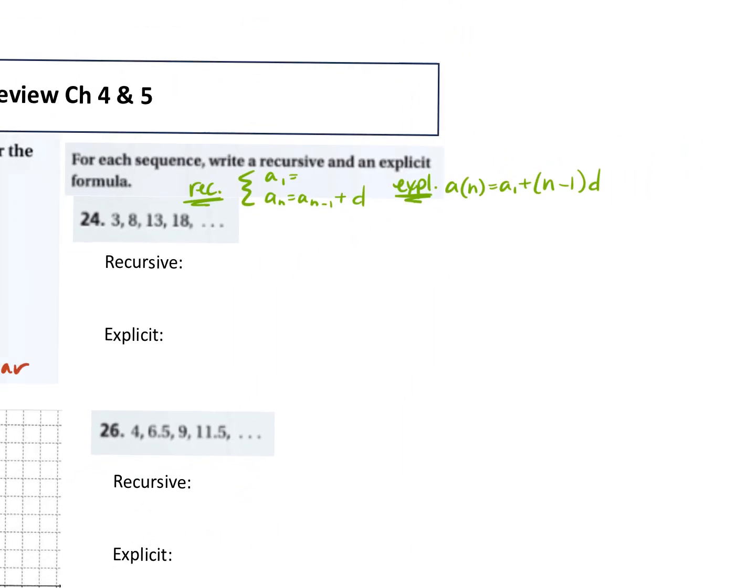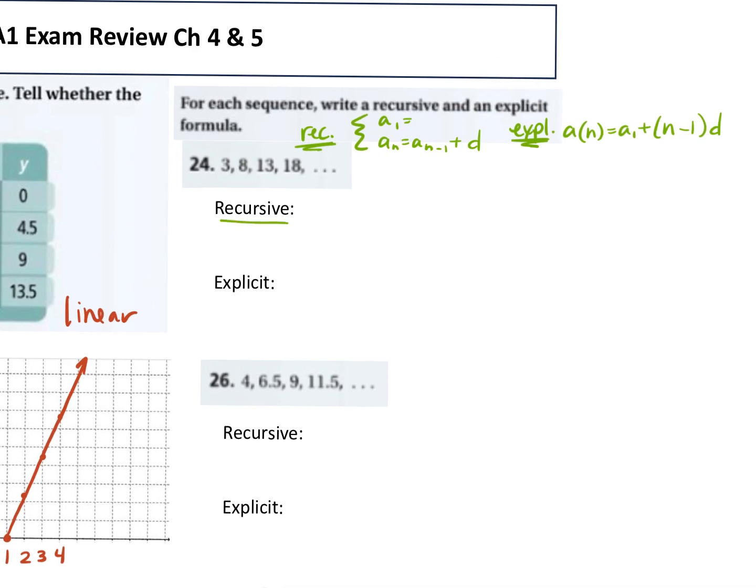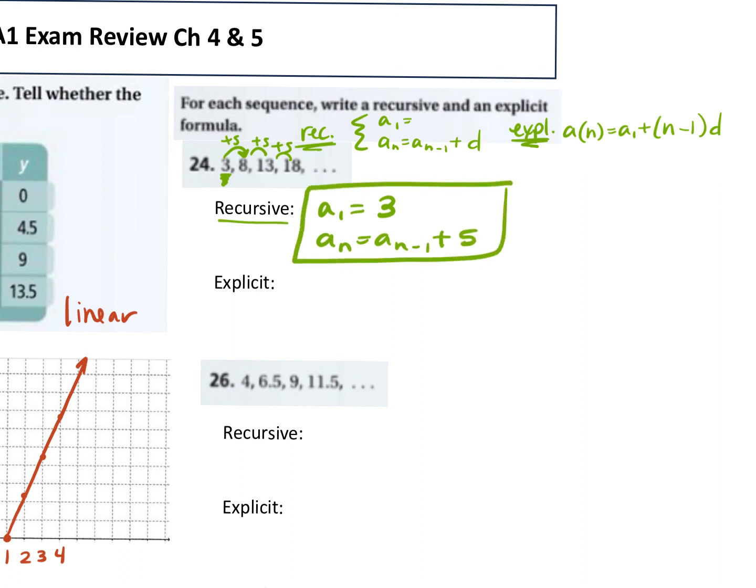What I would do then is write my recursive formula here. I would start with just that general form. A sub 1 equals, and a sub n equals a sub n minus 1. That never changes, okay? A sub 1 is your first term, so that's the 3. A sub n, that's the term number. So a sub n equals the term before it, a sub n minus 1. And then you look at what's happening. So to get to the next one, we were adding 5 each time. So your common difference is a positive 5. So this is the recursive formula.